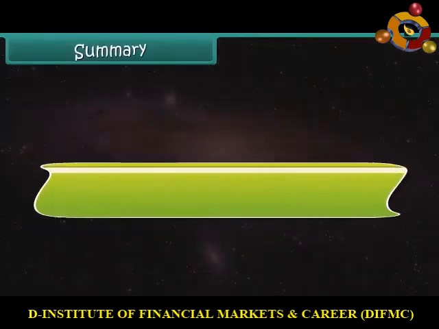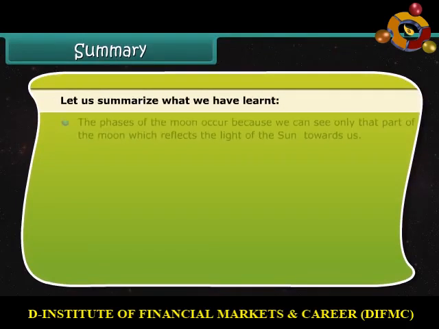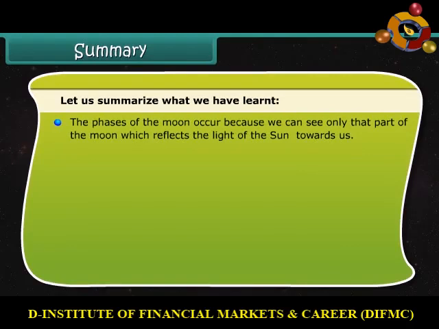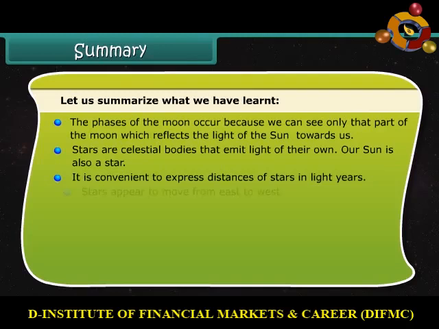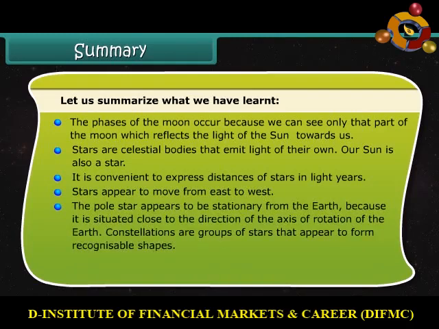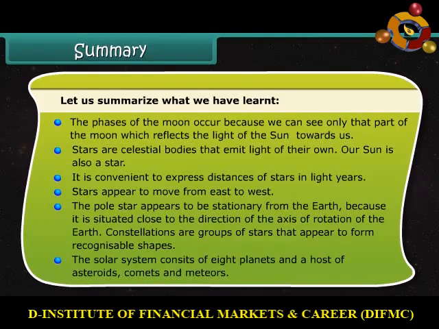Summary. Let us summarize what we have learned. The phases of the moon occur because we can see only that part of the moon which reflects the light of the sun towards us. Stars are celestial bodies that emit light of their own. Our sun is also a star. It is convenient to express distances of stars in light years. Stars appear to move from east to west. The pole star appears to be stationary from the Earth because it is situated close to the direction of the axis of rotation of the Earth. Constellations are a group of stars that appear to form recognizable shapes. The solar system consists of 8 planets and a host of asteroids, comets, and meteors.